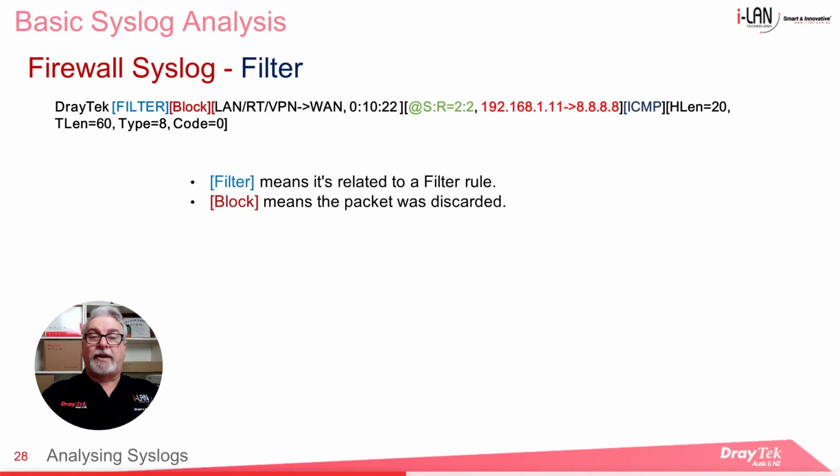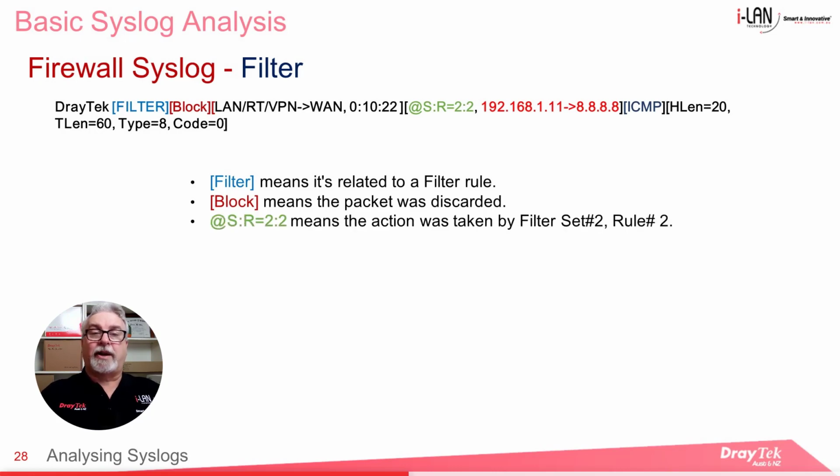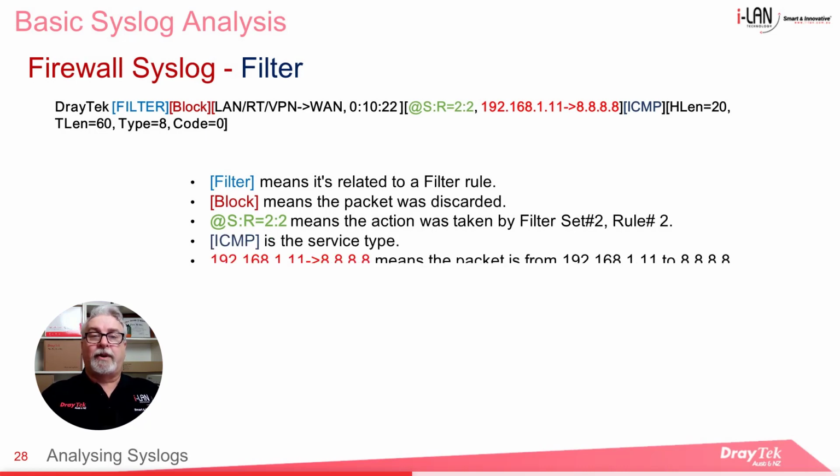The entry shown in green at S:R equals 2.2 means the action was taken by filter set number 2, rule number 2. The entry ICMP refers to the service type. The IP address shown in red shows the source and destination IP address, 192.168.1.11 to 8.8.8.8.